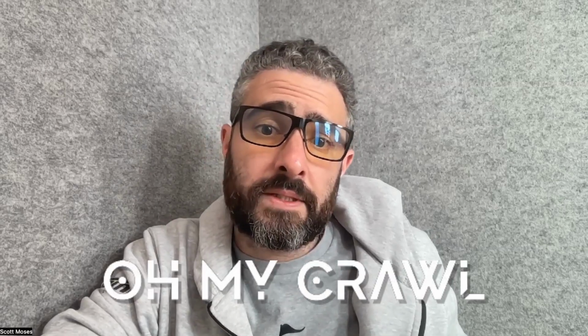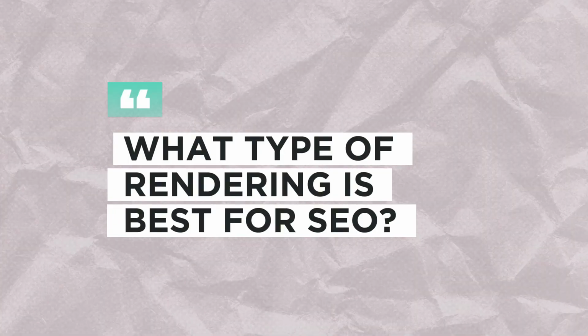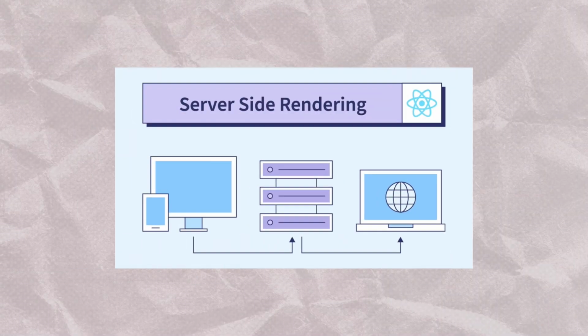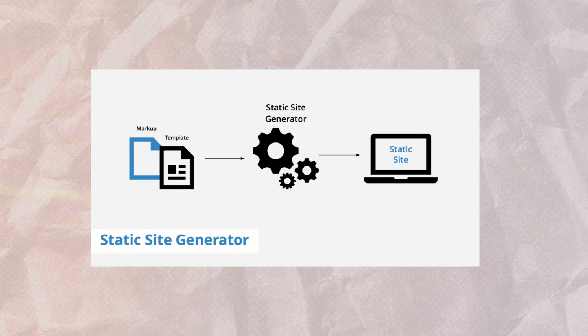A pretty common question that we get is what type of rendering is best for SEO? Generally speaking, the best type of rendering is anything that you want to be search engine facing. So, for example, your content, navigation, any links on the page. You generally want it to be server side rendering or static rendering.